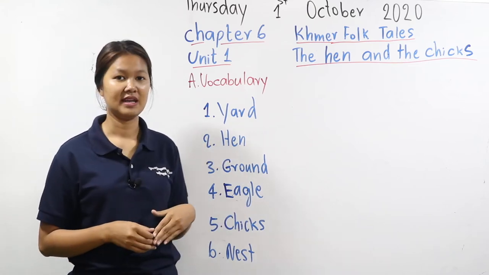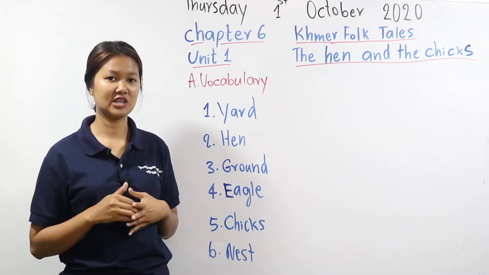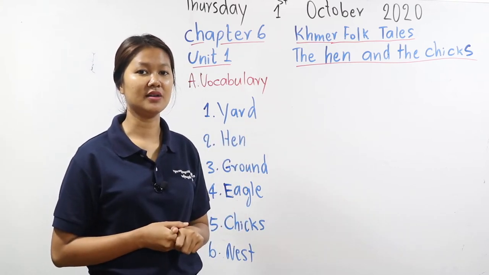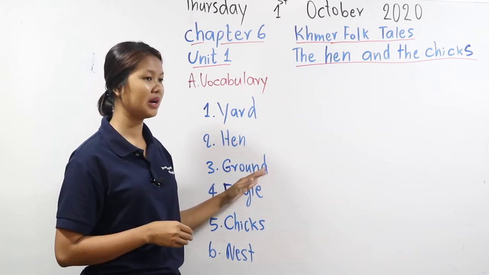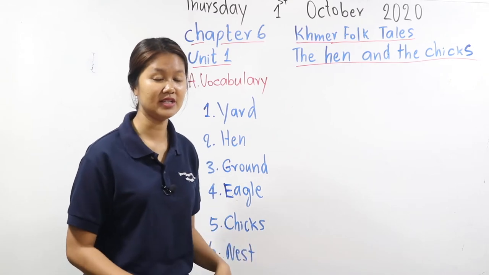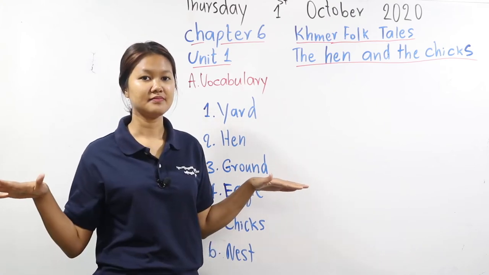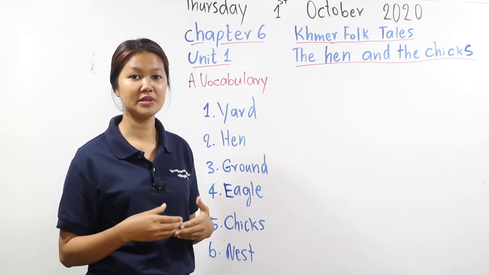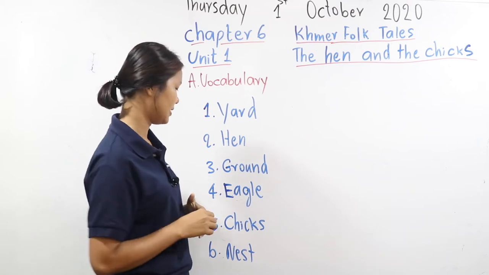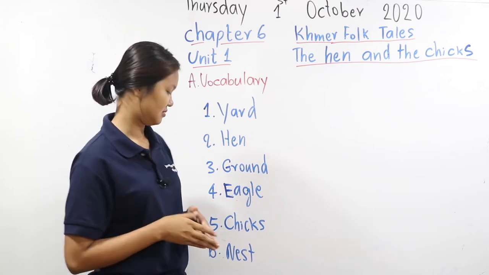Okay, and hen is another word, like a female chicken. We know the word chicken, right? We already learned the word chicken. So hen is female chicken, okay? And ground is where you step on and have land, something like that. We stand on it. It's called ground. And eagle is a big bird that always we learn about, later we will learn about eagle and chickens, hen, something like that. It catch the chicks also, okay? And chick is the small chickens, the baby chickens, okay? So we call it chicks.